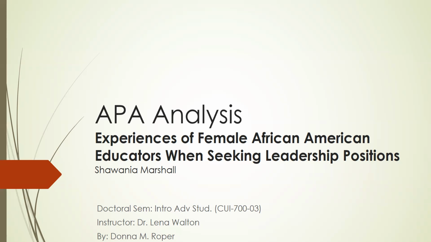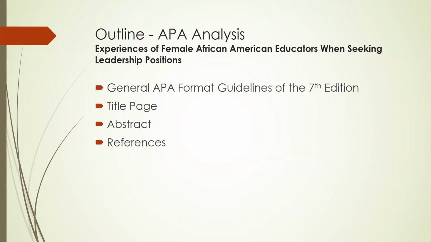The article was written in 2024, during the time of publication of the 7th edition of the APA format, which has been in effect since 2020. My analysis looks at the article's general format and guidelines of the 7th edition, the title page, the abstract, and the references. And these are 4 components of the 6 major formatting requirements in the 7th edition of the APA Publication Manual.